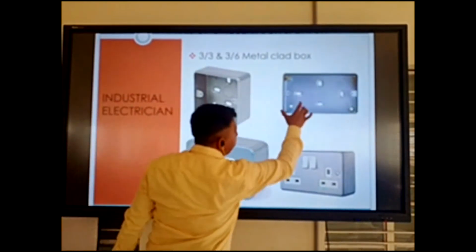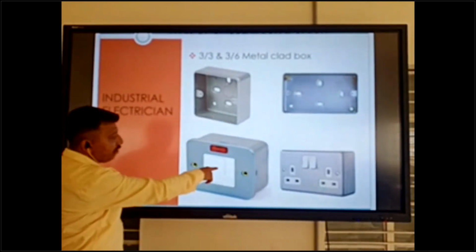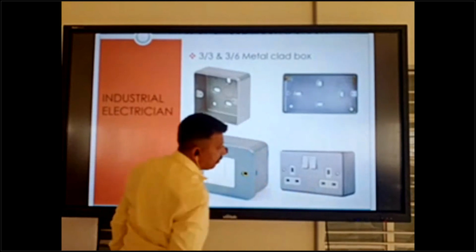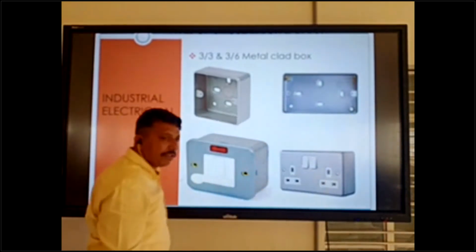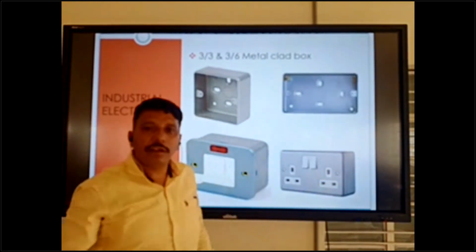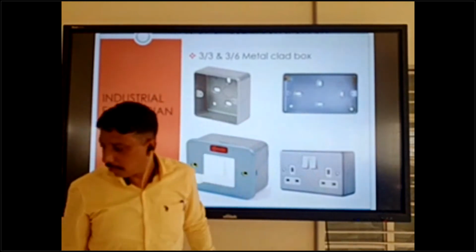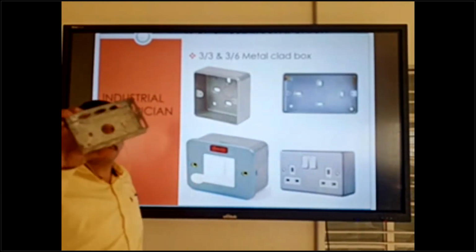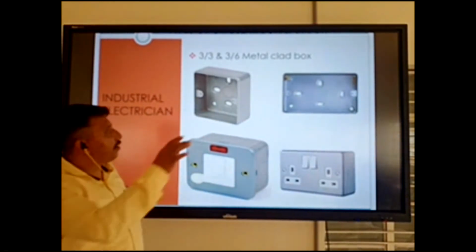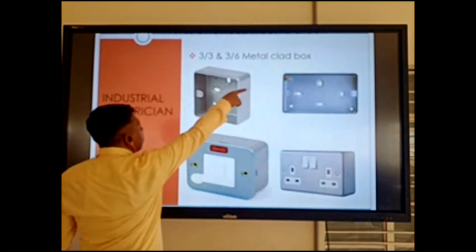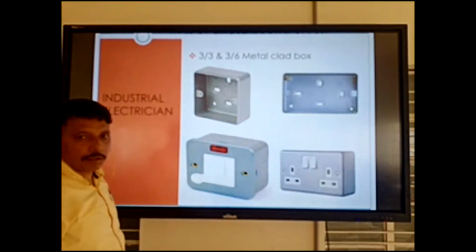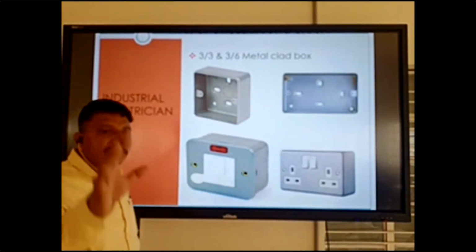This type has a finishing box. You can see this is used for switch purposes. If a double power socket is coming with a switch, that time we can use a 3/6 GI or metal clad. If surface, we can use metal clad. If concealed, we can use GI, the 3/6 GI box. Okay, concealed purpose. And surface we can use metal clad. There is good finishing in this one, so we can use the metal clad box in surface condition.